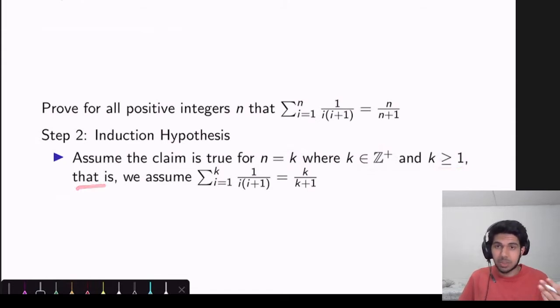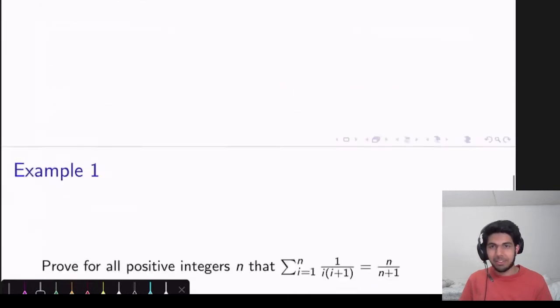That is, so we're going to restate what we're assuming. We assume that the summation from i equals 1 to k, remember we're doing that change of variables, of 1 over i times i plus 1 equals k divided by k plus 1. Good. So change of variables, domain, bounding it, restating what we're assuming. Just some things to remember. Great. Now let's look at the actual math.